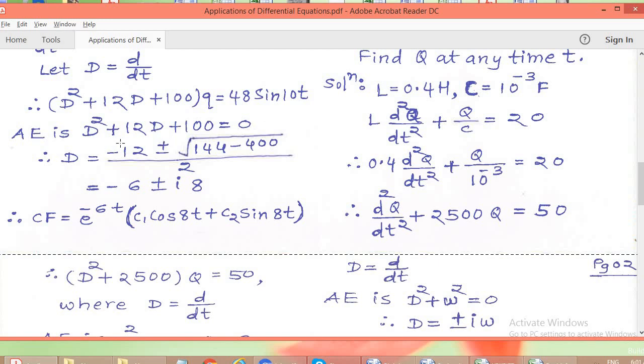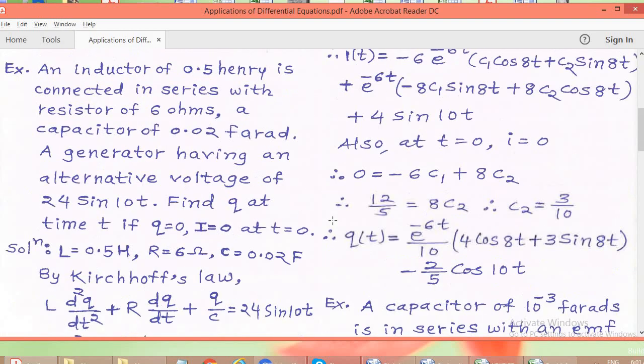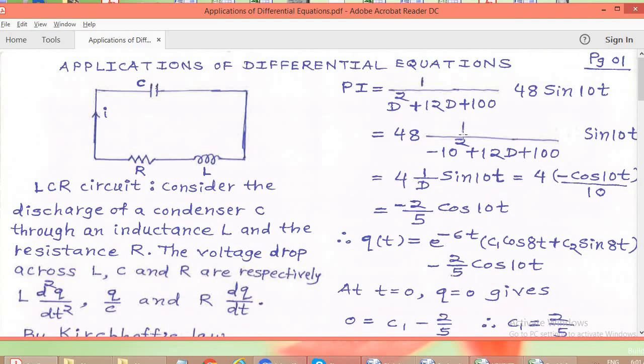We cannot get the factors of this, so we use the quadratic formula, D equal to minus b plus or minus square root of b square minus 4ac upon 2a, and this is equal to minus 6 plus or minus i times 8. So the complementary function is e to the power minus 6t times (c1 cos 8t plus c2 sin 8t). Now we will find the particular solution.